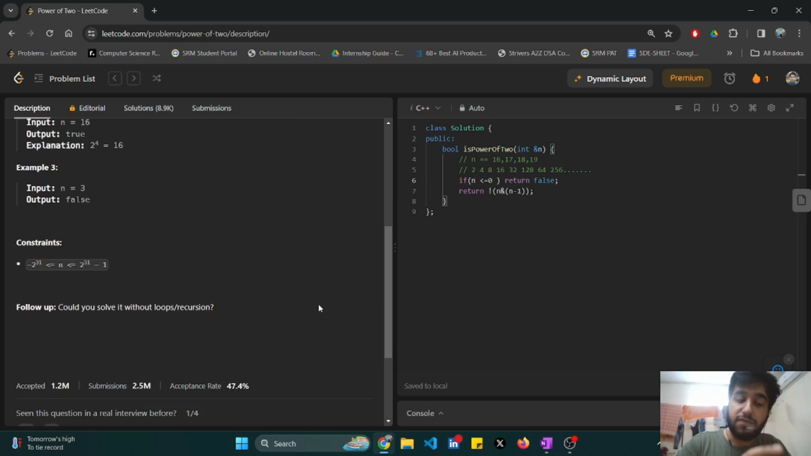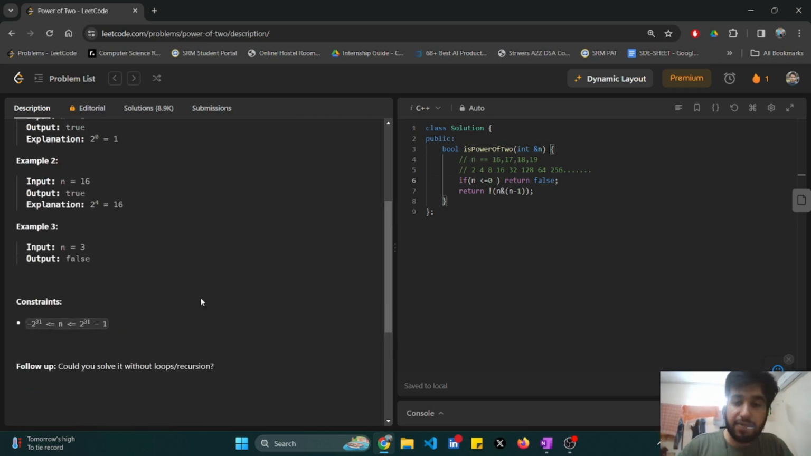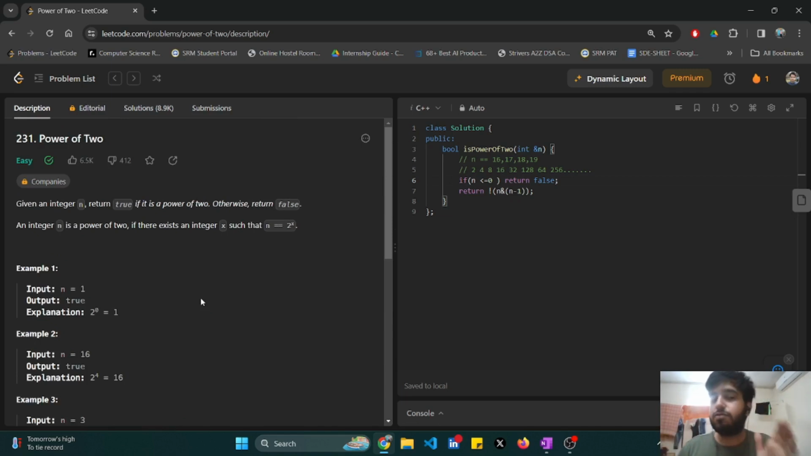The follow-up was, can you solve it without loops or recursion? I haven't used any loop. I just have used pure logic. So this was my solution. I first explained what bit manipulation is, I broke down the words, and now I have told you the optimal solution to this problem. Okay, I hope you guys enjoyed it.